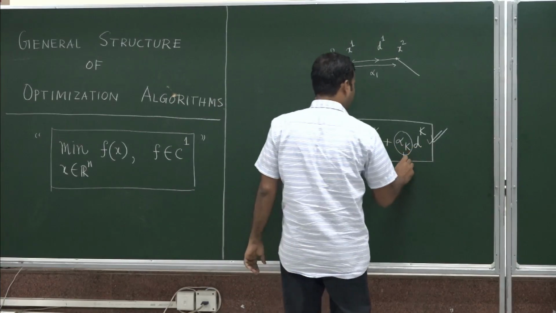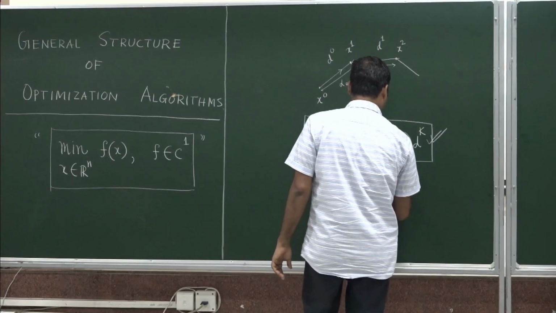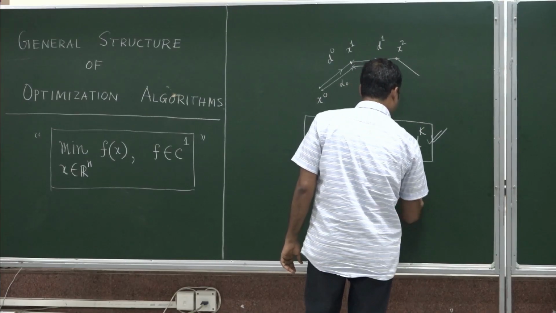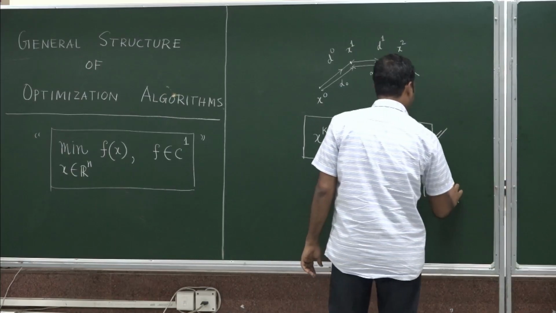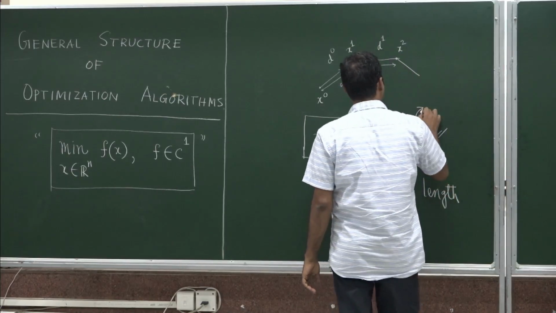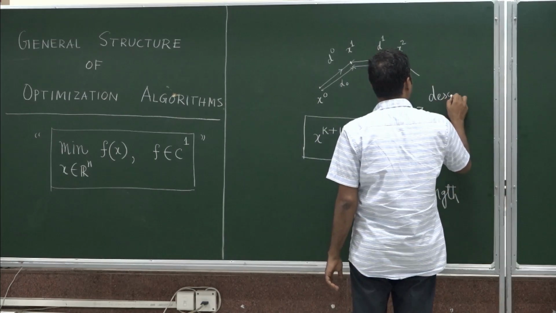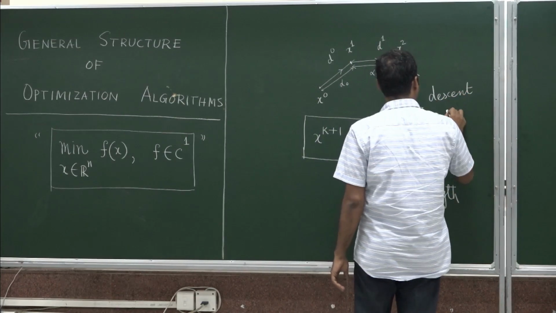So this alpha k is commonly referred to as the step length and dk here a descent direction.